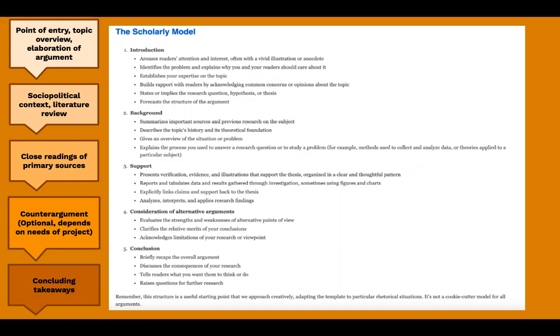The purpose of having the support section or the close readings of primary sources in the body of your paper is it's giving you an opportunity to actually show us the concept of a personal narrative in action, right? You're pointing us to specific moments within the text when it's actually doing the things that you're arguing are significant in the intro, okay? Like I said, counter argument is the fourth section of the scholarly model.